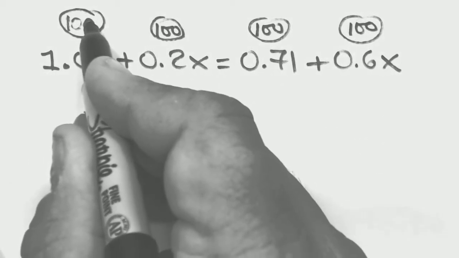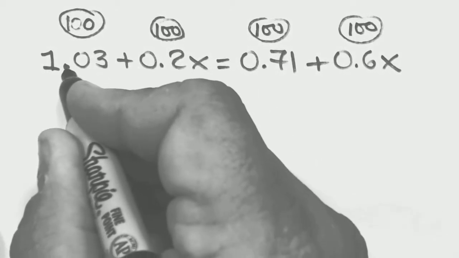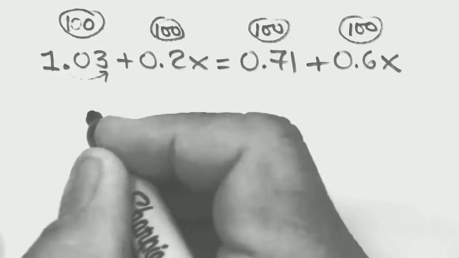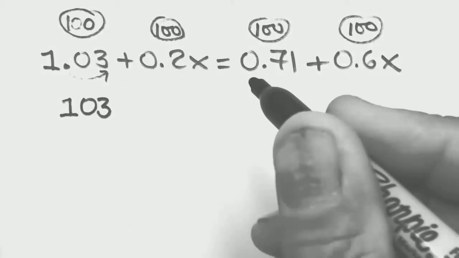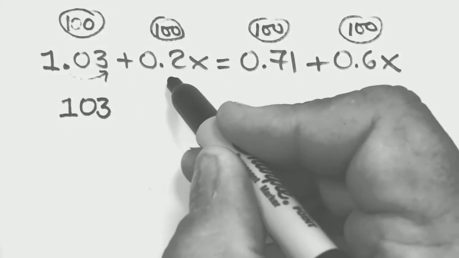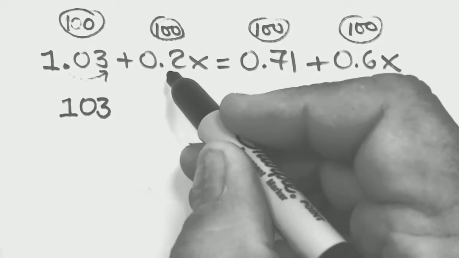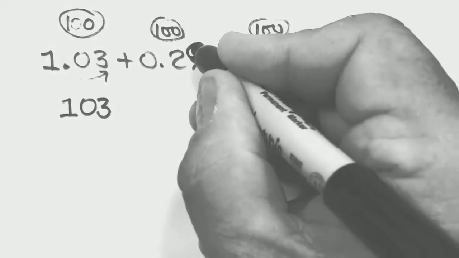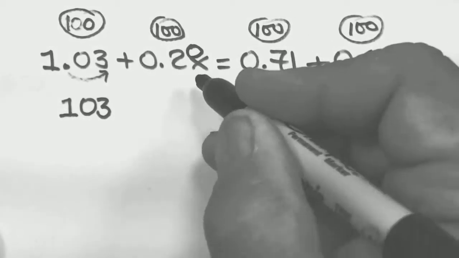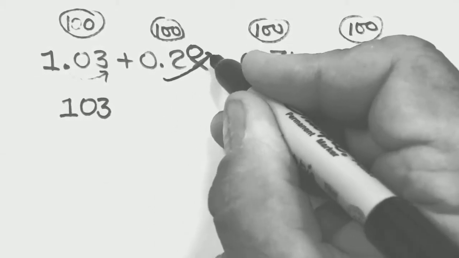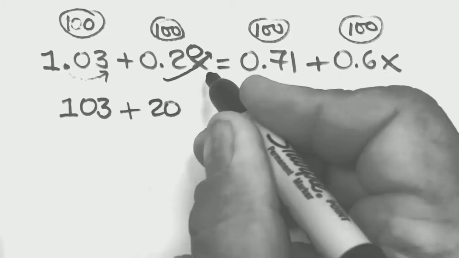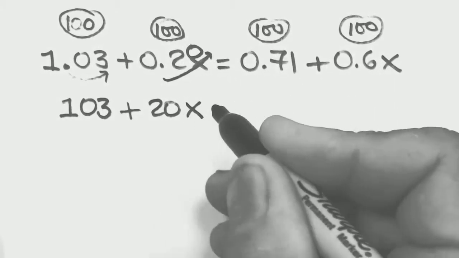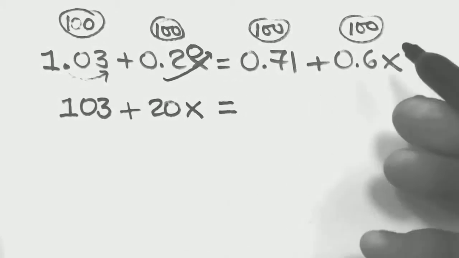This first term on the left, multiplying by 100, moves the decimal point 2 places, so we officially end up with 103. Now look at this next guy. He's only got one decimal place. Well, the easiest thing to do is just put another 0 behind the 2 here. Now when you move it 2 places, we end up with 20 plus 20, and of course don't forget there was an x here. So now on the right side, the same thing.